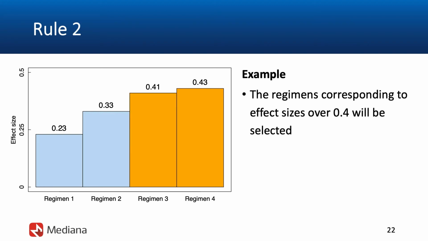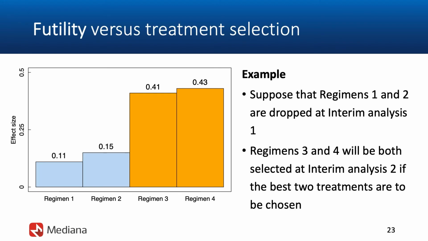Alternatively, if rule number 2 is clinically relevant in the context of a certain clinical trial, the trial sponsor may predefine the threshold for identifying the regimens that are promising in terms of the effect size. For example, if the effect size threshold is set to 0.4, then looking at this hypothetical combination of effect sizes that are observed at the interim analysis, regimens 3 and 4 will be selected because their interim effect sizes exceed the threshold.